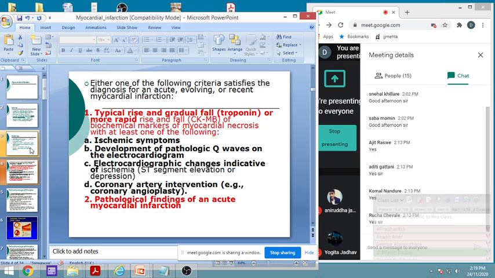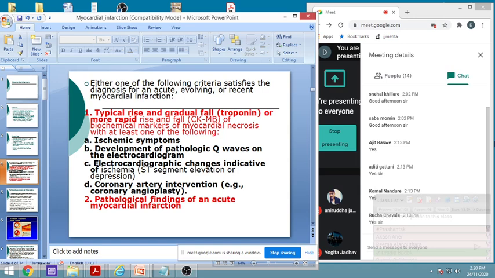Then there will be development of pathological Q waves on the ECG. ECG changes are there, either ST segment elevation or ST segment depression. Accordingly we classify it as STEMI, that is ST elevation myocardial infarction, or NSTEMI, which means there is no ST elevation. These two cases are found, and accordingly it can be classified.